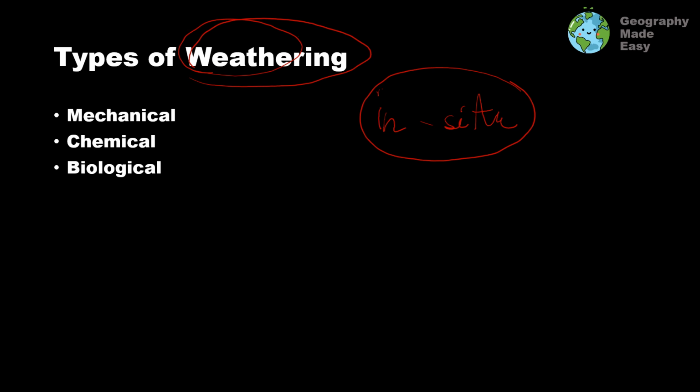Until and unless we see the weathered material found in the area from where it has degenerated, we cannot call it weathering. Whenever it is transported from one place to the other, then we will be calling it erosion. So here we will only be referring to the process which breaks down the rocks, where the rocks will be seen in a particular place. Now, weathering is of three types: mechanical, chemical, and biological. In this video, we will be concentrating only on mechanical weathering.